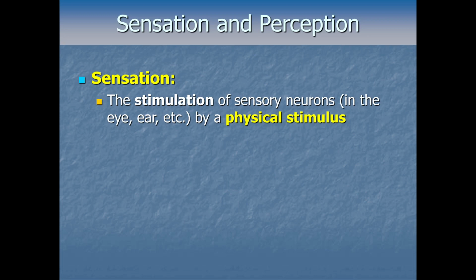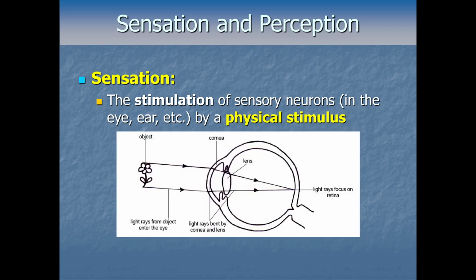So sensation you could define as the stimulation of sensory neurons. So these are little detectors that we have in our eye, in our ear, in our skin, right? So the stimulation of these detectors, these sensory neurons, by a physical stimulus, like light waves and sound waves and things like that. So for example, light waves of a particular wavelength, like 650 nanometers, might hit the back of our eye, where what we call the retina is just a layer of these sensory neurons, right?